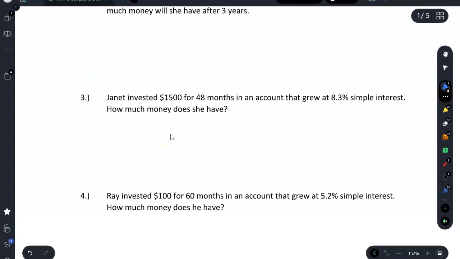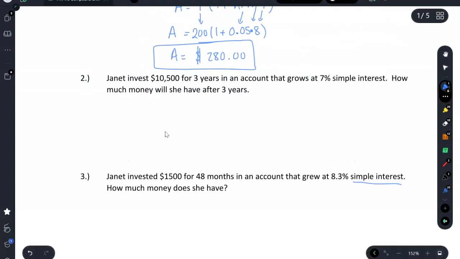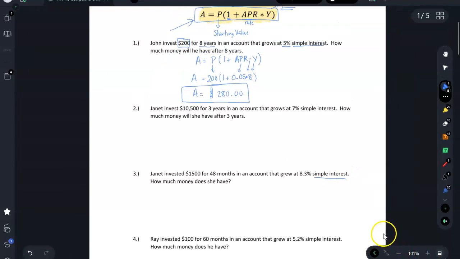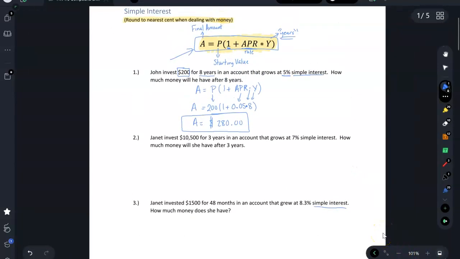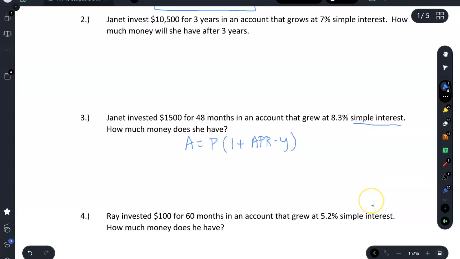Number 3, Janet invests $1,500 for 48 months in an account that grew at 8.3% simple interest. So once again, as soon as I see that simple interest, I'm going to zoom out a little bit so you can see what I'm doing. I would copy down the equation that I'm going to use, which is A equals P times (1 plus APR times Y). And then I just fill in the values beneath it.